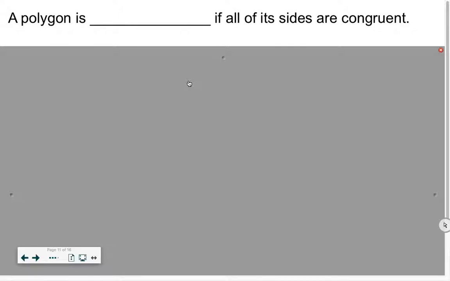But the first couple words you guys should know. What do you call a shape where all the sides are equal? I think I heard it. Equilateral, okay? That's your first term. A polygon is equilateral if all of its sides are congruent. Equilateral.